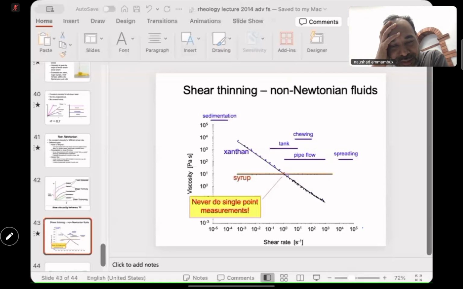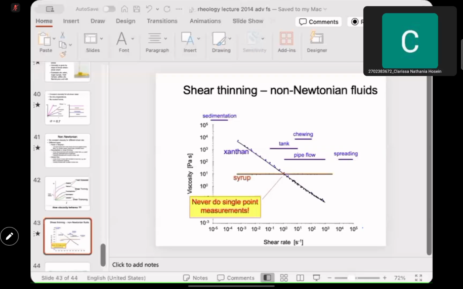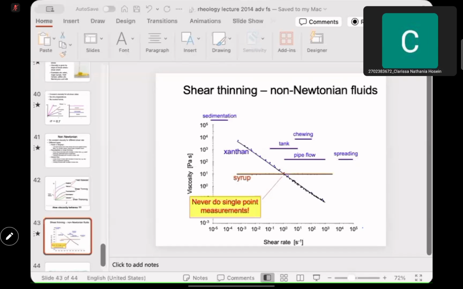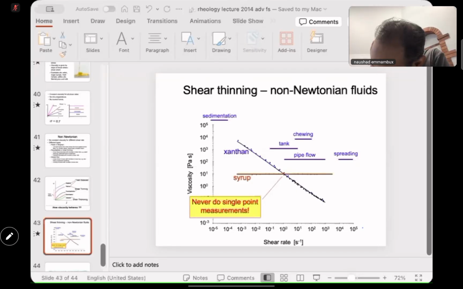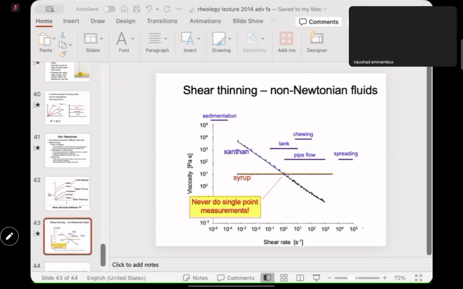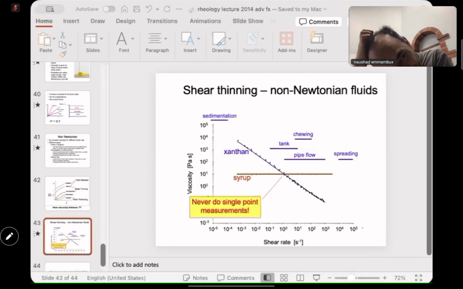It's Clarissa, I think. And your second question? My second question is about ketchup, which is described simply as shear thinning. However, if you stir ketchup at a constant speed, it continues to get thinner over time. Is that called thixotropy? Yes, yes. I agree with you.